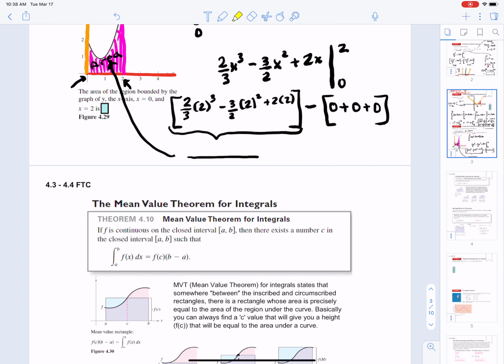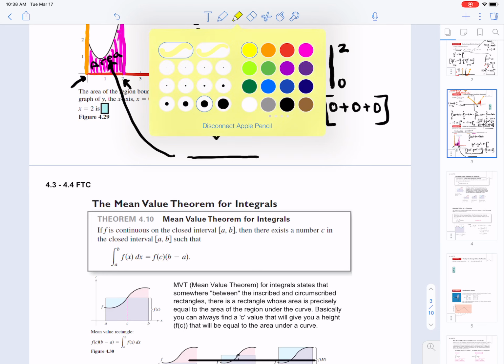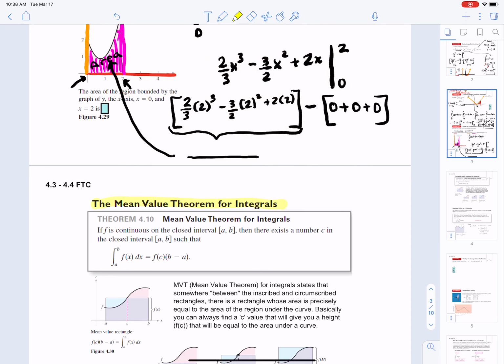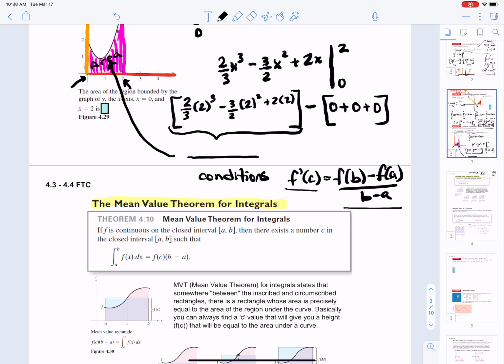This is very similar to the mean value theorem in general, but now we're talking about integrals. Our mean value theorem was f prime at c, for some value of c, is given by f of b minus f of a over b minus a. There were some conditions here which I don't remember at the moment. I think it was continuity of the function and differentiability. So this tells us that the slope of the tangent line is equal to the slope of the secant line for some value c in that interval a to b.